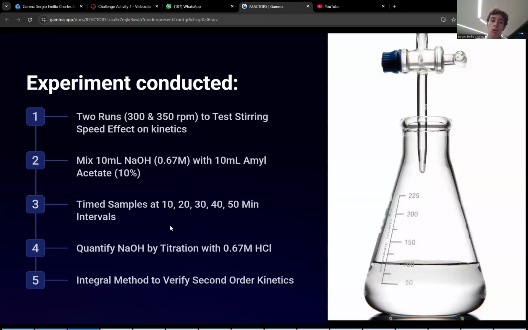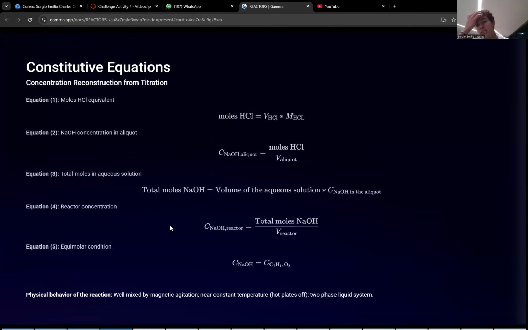The experiment, how was it conducted? Well, basically we can divide it into 5 steps. The first one is to run at different stirring conditions, 300 and 350. Then mixing 10 milliliters of NaOH with 10 milliliters of amyl acetate, 10%. Then we took time samples at 10, 20, 30, 40, and 50 minute intervals. We quantified the NaOH by titration with 0.67 HCl, and we used the integral method to verify the second order kinetics. These are the consecutive equations that we used.